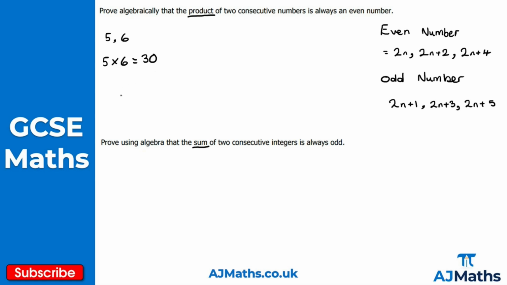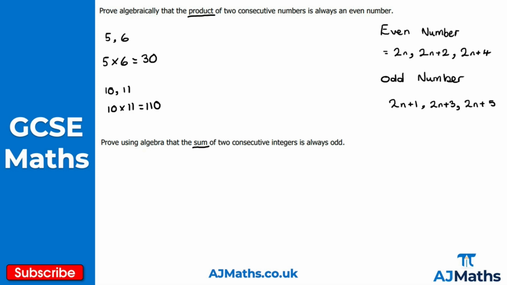Let's pick two other numbers. Let's say, I don't know, 10 and 11. Well, if I times those together, 10 times 11, we get 110, and again, 110 is even. But this doesn't actually prove this. We're just showing a couple of examples here. How do I know that, for example, this works with, say, 105 and 106, 1000 and 1001? We don't necessarily know that it does work. But if we can prove it algebraically, then we know that it will work.